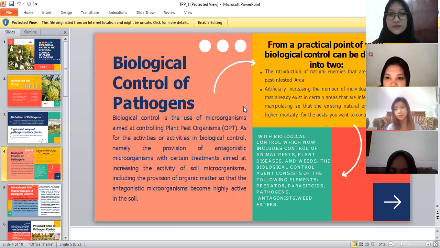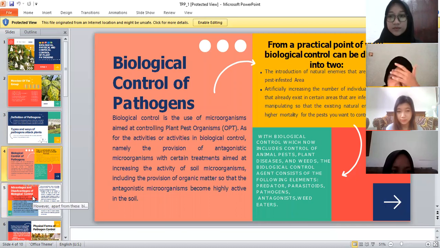Biological control of pathogens. Biological control is the use of microorganisms aimed at controlling plant pest organisms or OPT. As for the activities in biological control, namely the provision of antagonistic microorganisms with certain treatments aimed at increasing the activity of soil microorganisms, including the provision of organic matter, so that the antagonistic microorganisms become highly active in the soil. From a practical point of view, biological control can be divided into two.